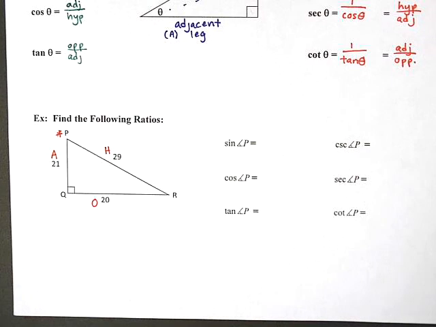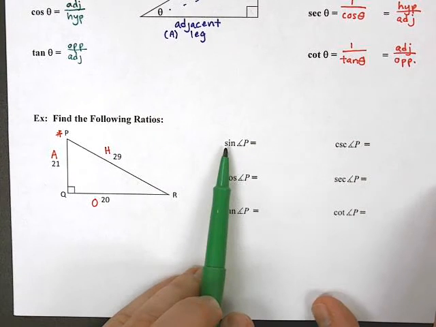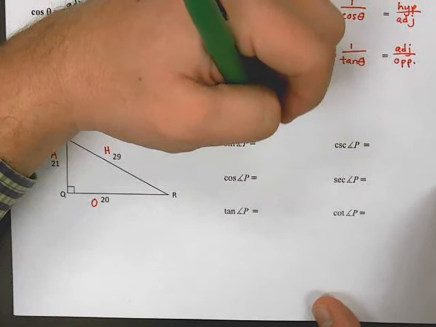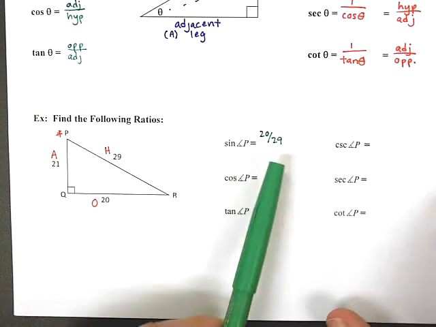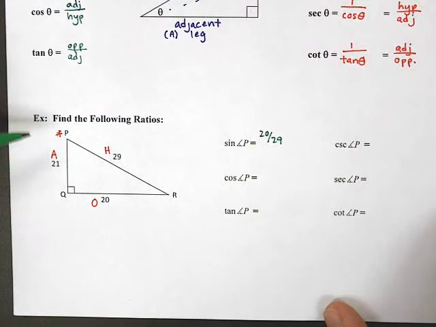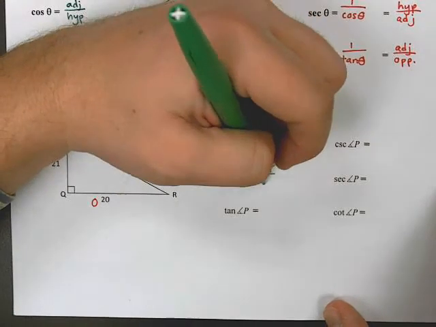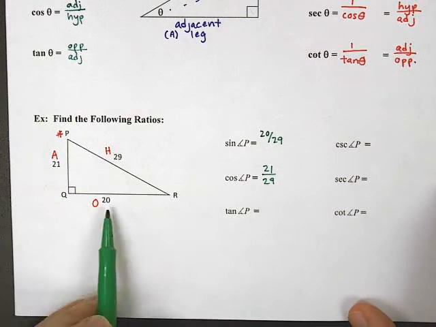And now I know my O, my A, and my H, and I'm ready to just quickly write all of my ratios. Okay? So, sine is opposite over hypotenuse. Opposite over hypotenuse. So, 20 over 29. I probably shouldn't write my fractions like that. I'm going to do better the rest. Okay, cosine is adjacent over hypotenuse. So, 21 over 29. Lastly, tangent, opposite over adjacent, 20 over 21.